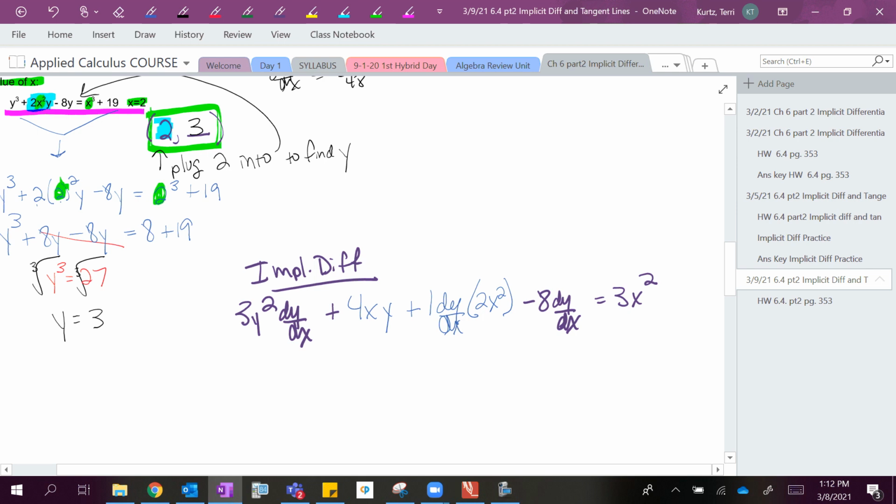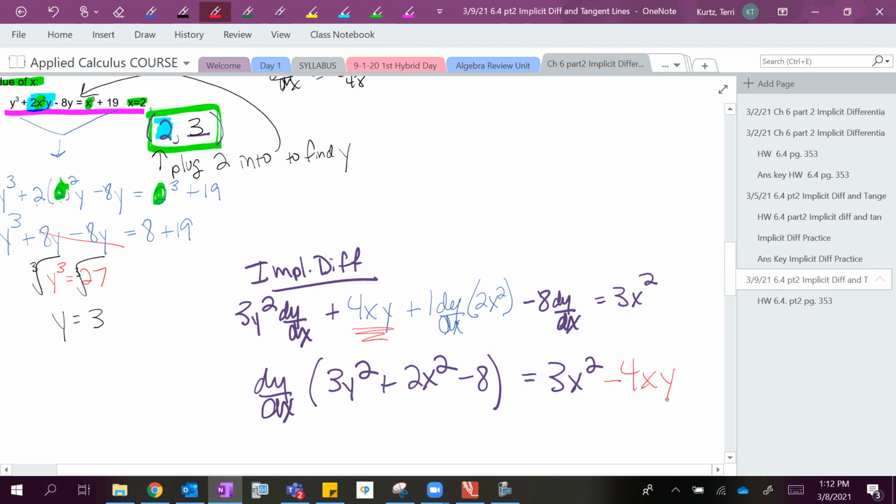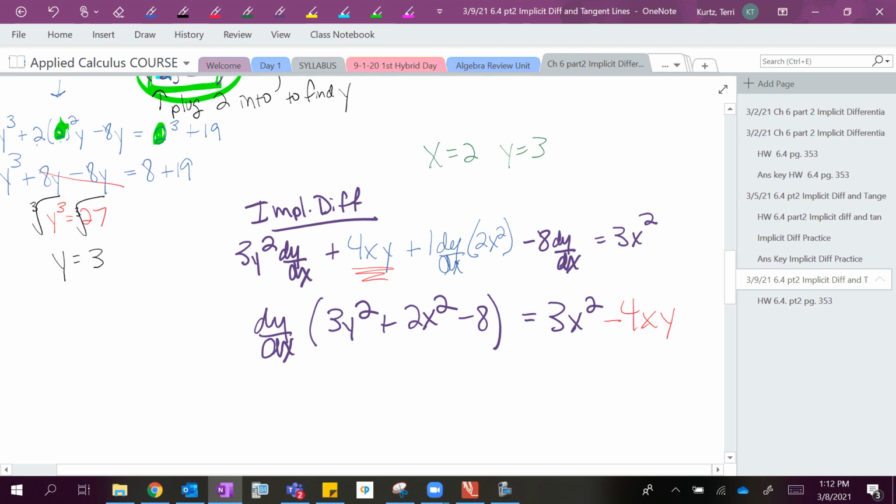Okay, now what I'm going to go ahead and do is collect my dy/dx terms on one side. So over here I have dy/dx times 3y squared plus 2x squared minus 8. And over here I have my 3x squared, and then I'm going to subtract my 4xy. Okay. Now, at this point, I'm going to plug in my 2 and my 3. So I have x equals 2 and y equals 3. So I'm going to plug those in to find my slope.